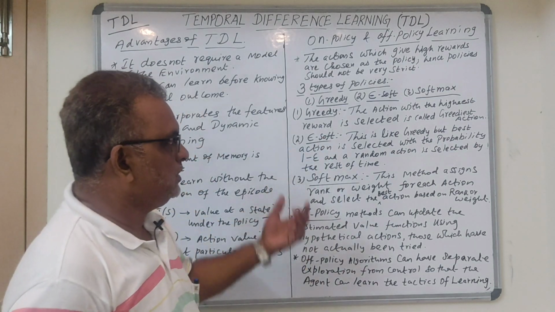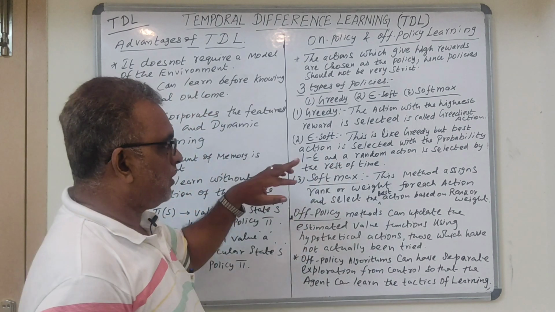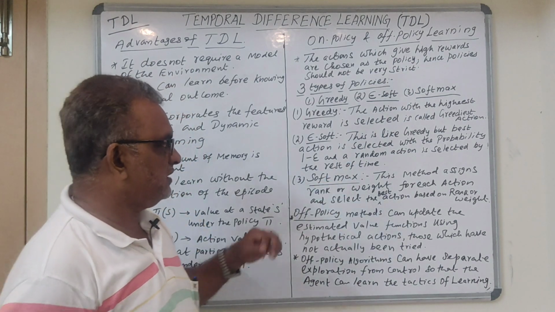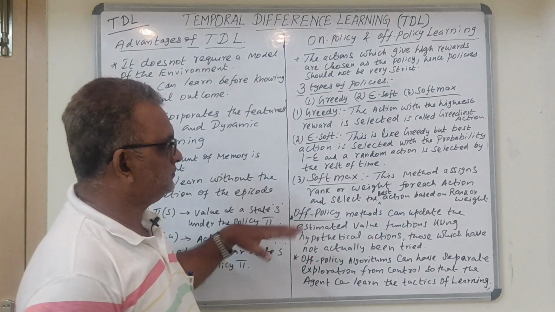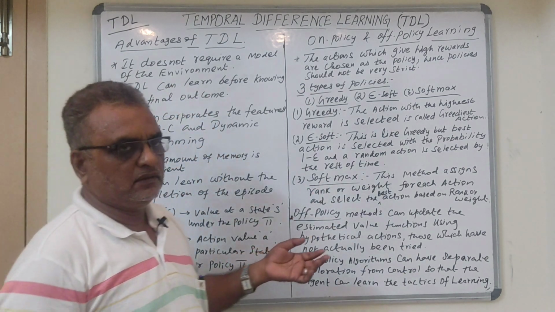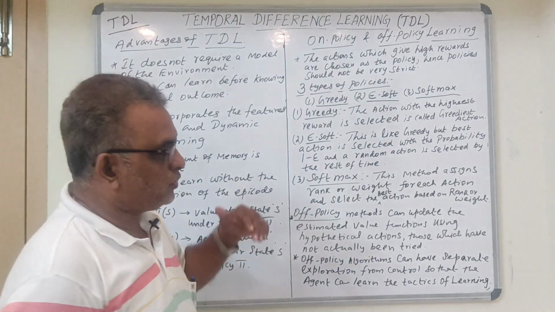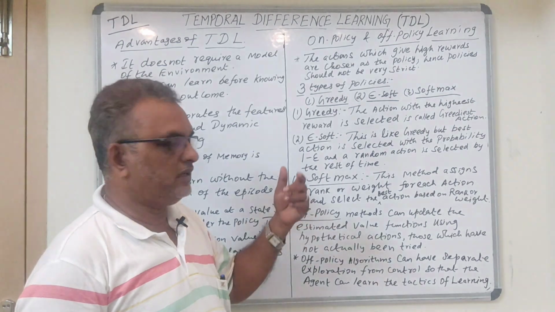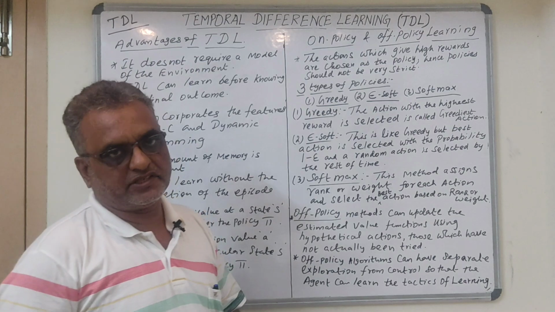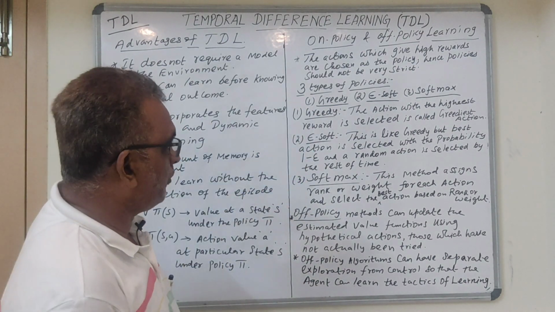Then epsilon soft. This is like greedy, but the best action is selected with probability 1 minus epsilon, and a random action is selected the rest of the time. Number three, softmax. This method assigns different ranks and weights to each and every action. Based on the given ranks and weights, the best action is selected. These are the three methods available for the policies.